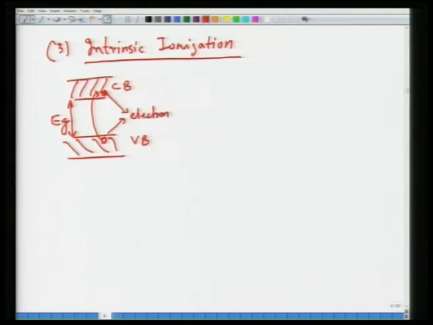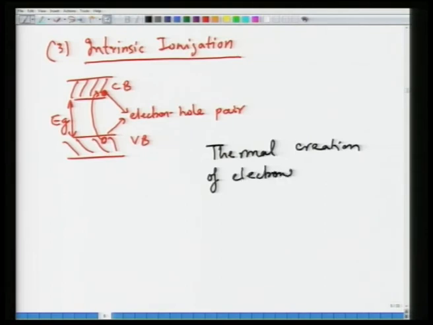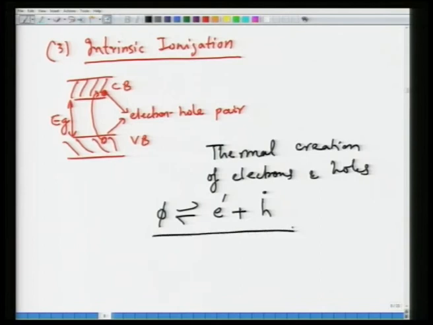electron hole pair. So, this is called thermal creation of electrons and holes, and the defect reaction is again written as, since the electron-hole pair combination is zero charge, it would be formation of electron plus hole. So, this is your intrinsic ionization reaction.